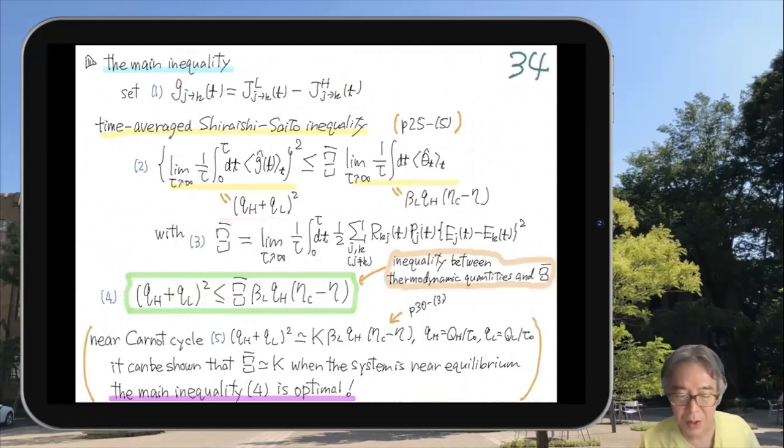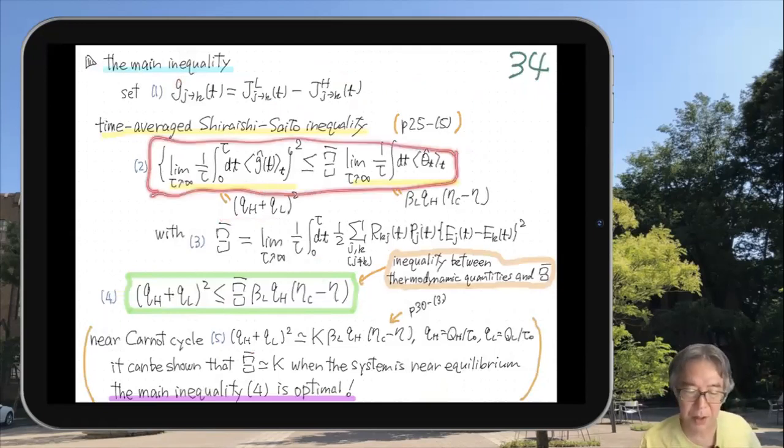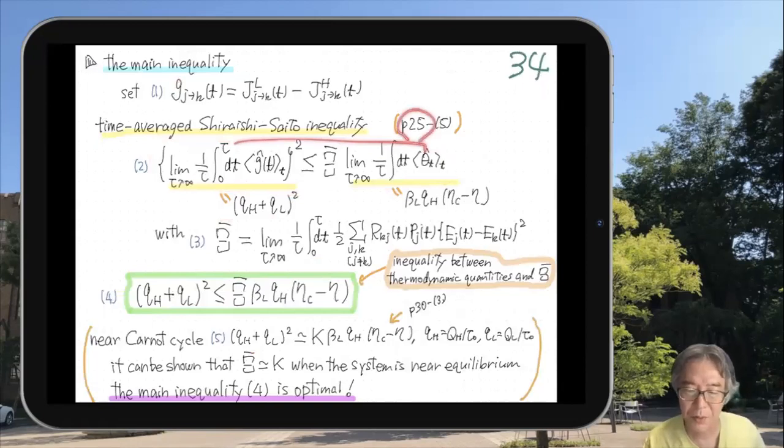Oh, it's here. So this is the time average Shiraishi-Sato inequality. It's on page 25, but I don't mean there is no need for looking at page 25. Okay. So on this left-hand side, we have the time average of this quantity. As I said, it's precisely (QH plus QL) squared. On the right-hand side, we have this constant Xi bar, and this is the time average of the entropy production in the bath. So we have already seen that this can be written compactly like this.